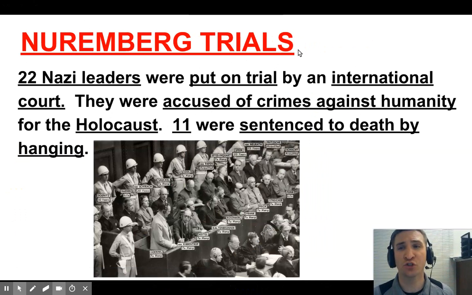More about the Nuremberg trials. 22 Nazi leaders were put on trial by an international court. They were accused of crimes against humanity for the Holocaust. 11 were sentenced to death by hanging. And here are all 22 of them seated in the courtroom listening to what the judges are saying.